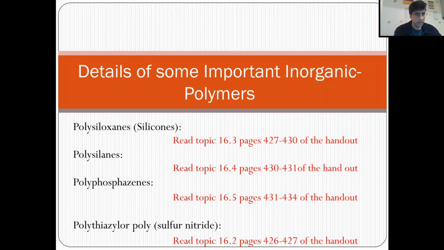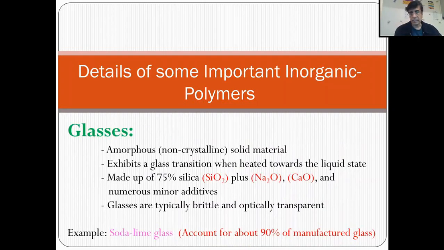And now I'm going to talk a very small thing about the glass. This is just reading material. Glass you probably have already studied in Dr. Massimiliano's class or Dr. Yunus's class, but just a little information. Difference between glass and ceramics: glass is an amorphous non-crystalline solid material, and these are the raw materials used. Different additives are added to give different colors, and glasses are typically brittle and optically transparent.